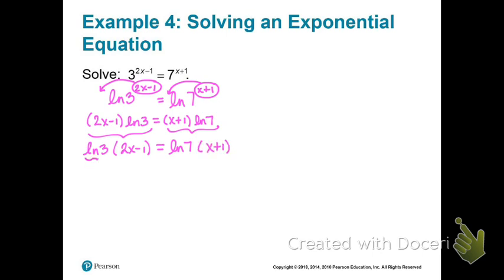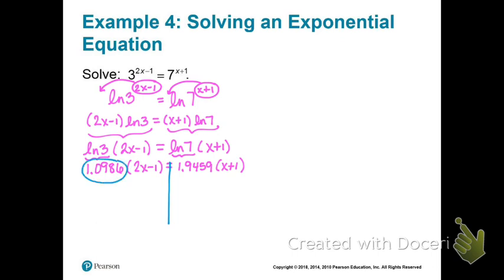And then I'm going to type the natural log of 3 in my calculator. Now, if you're using a logarithm, your number is going to be different, but our answer at the end will come out to be the same. So I've got 1.0986 times 2x minus 1 equals, and I'm going to type natural log of 7 in my calculator. And I got 1.9459 times x plus 1. And so I'm just going to algebraically simplify each side, and then I'm going to solve for x.